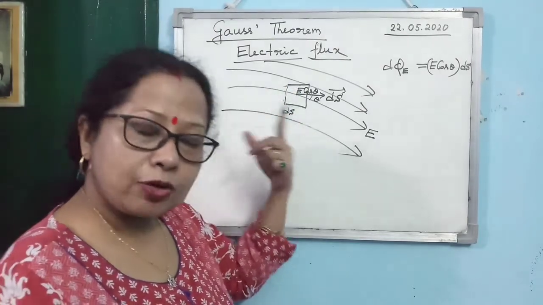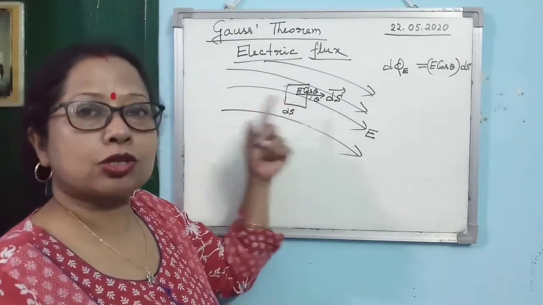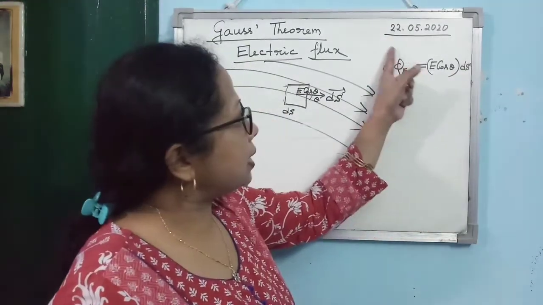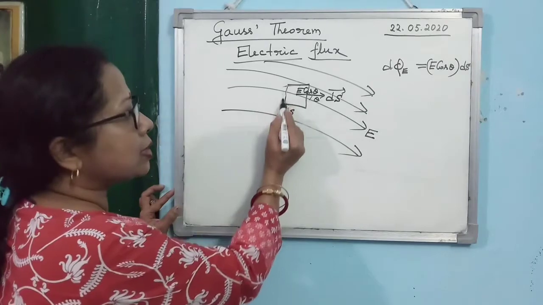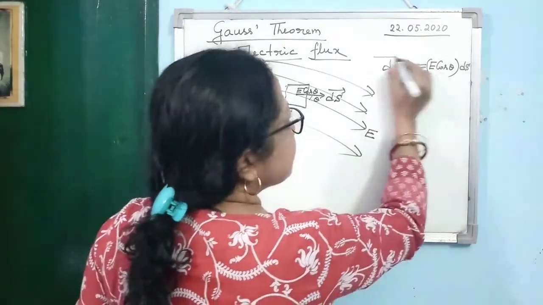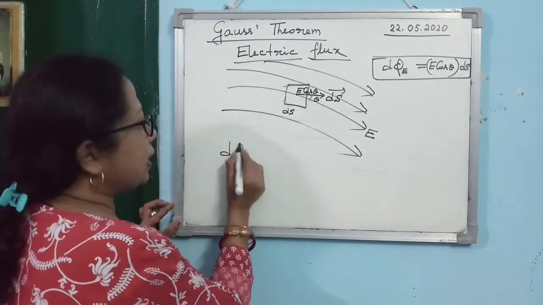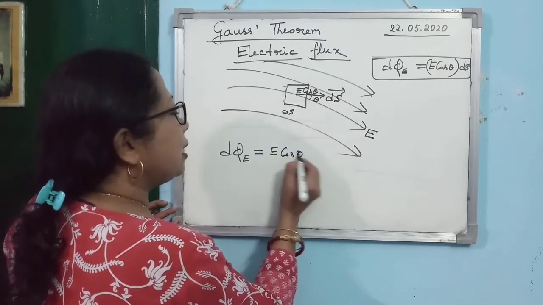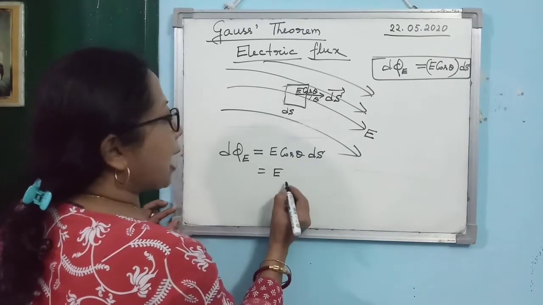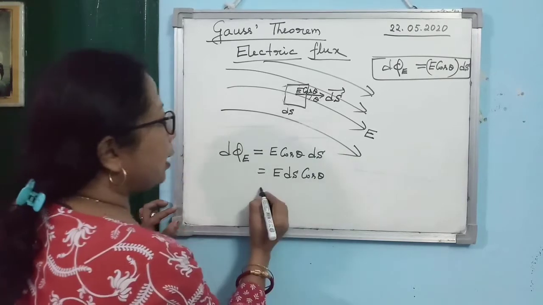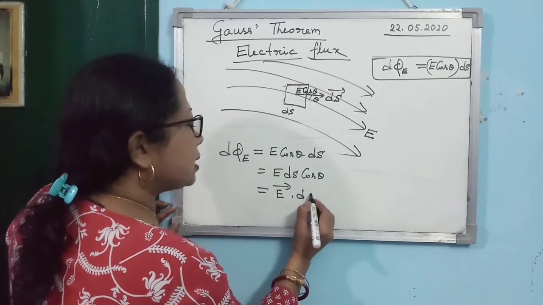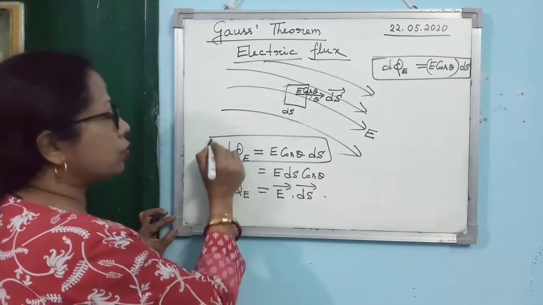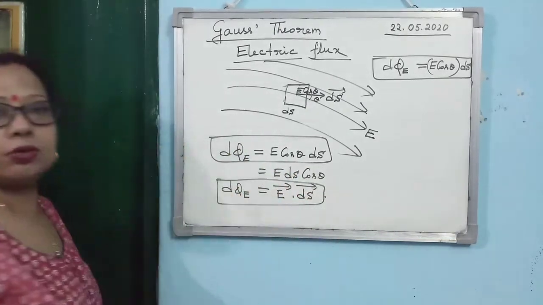Now apply the unitary method: what will be the number of lines of force crossing area dS perpendicularly? It will be E cos theta into dS. So this is the electric flux associated with the surface dS. Alright, this is the relation you should remember: d phi E, the electric flux associated with any surface, is given by E cos theta dS. So you can write it as E dS cos theta. In terms of vectors, you can write it as E dot dS. Clear to everyone? This is the relation you are supposed to remember to solve the numericals.